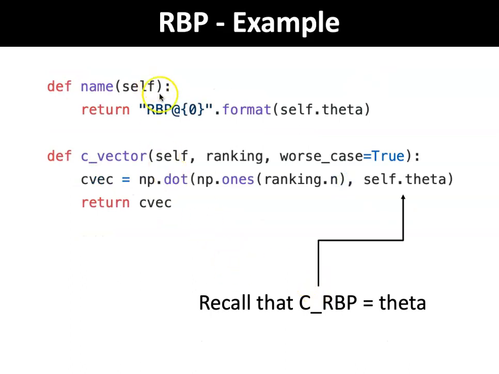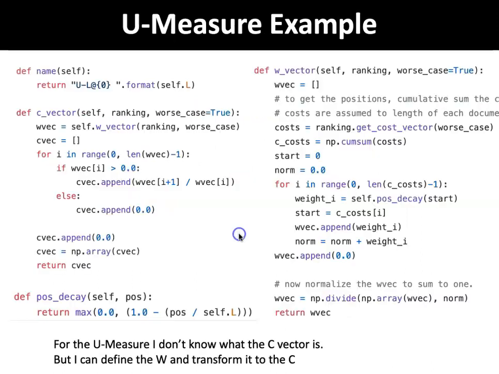Similarly with RBP, it's even simpler because it's just a C vector basically of theta values. C for RBP is always theta, so we're just passing that in, and you can see that's pretty simple. Now sometimes we don't know what the C value is.